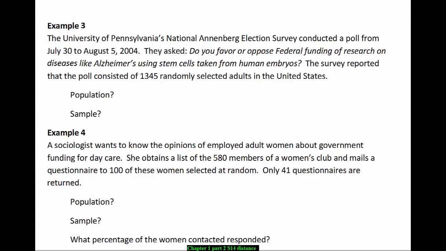Now let's think back to that definition of population and definition of sample that we were talking about a moment ago. The population is the larger group of individuals that we want information from. Here, the poll consisted of 1,345 randomly selected adults in the U.S., so I would say that the population is all adults in the U.S., so all U.S. adults.